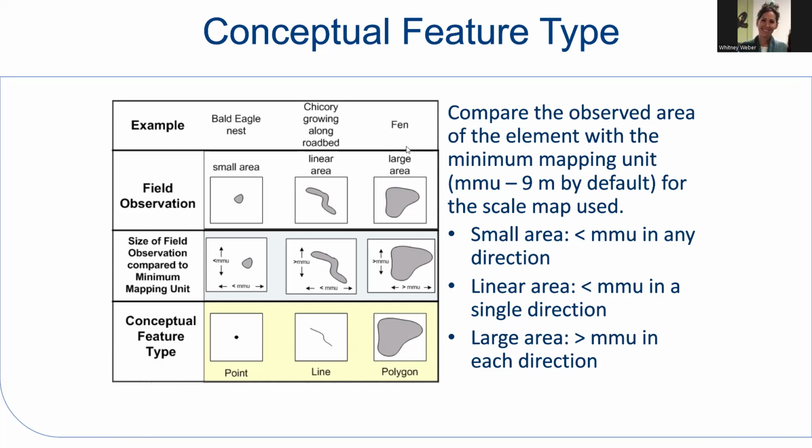Our next example is a fen. A fen is a large area in most cases, and it's greater than 9 meters in each direction. And so it is a large area, and hence the conceptual feature type is going to be a polygon. So when defining your conceptual feature type, you want to compare the size of what you observed to that minimum mapping unit of 9 meters.